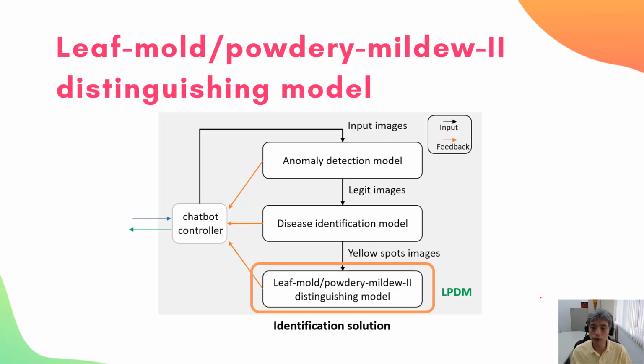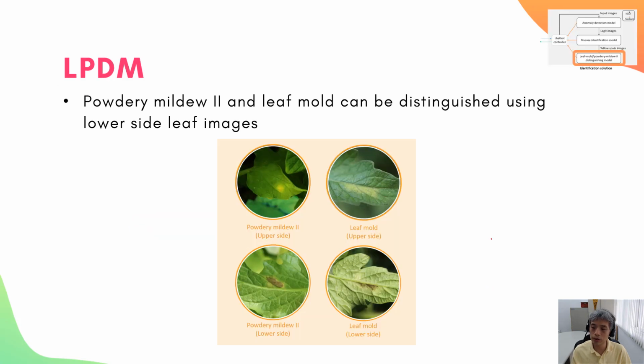Okay, so let's move to the third model, the leaf mold powdery mildew 2 distinguished model. This model overcomes the issue that on the upper side of the leaf, these two diseases look identical. But on the lower side of the leaf, we can tell their differences.